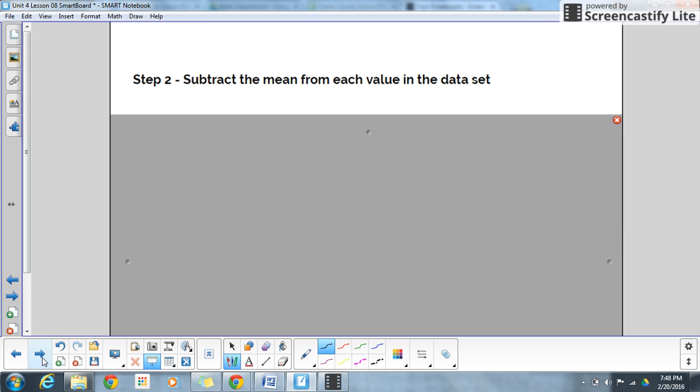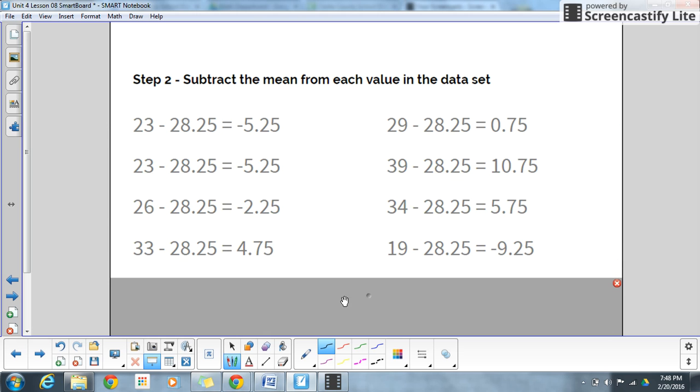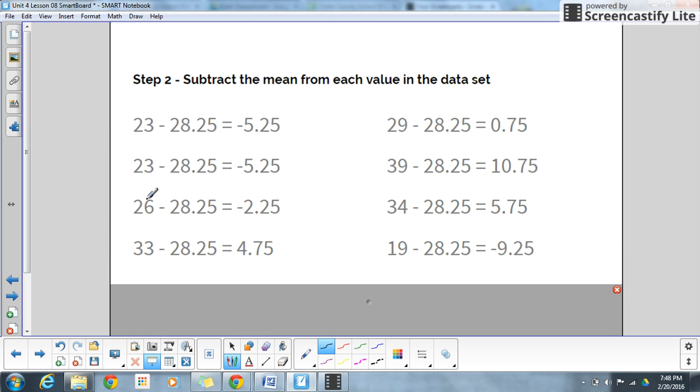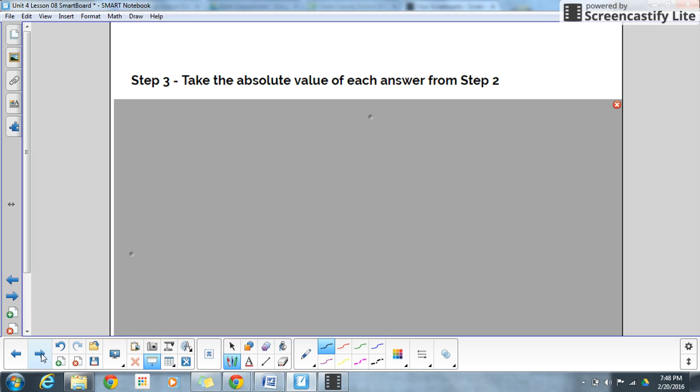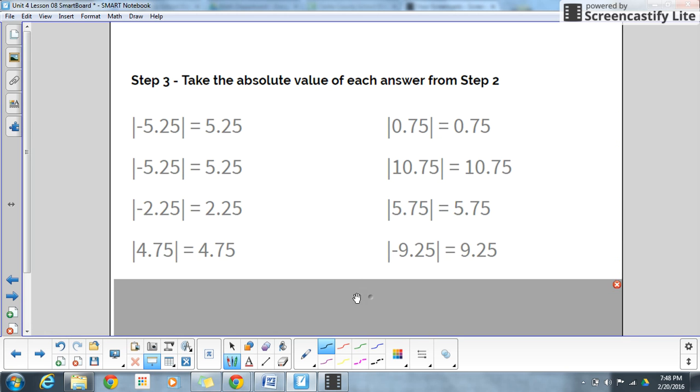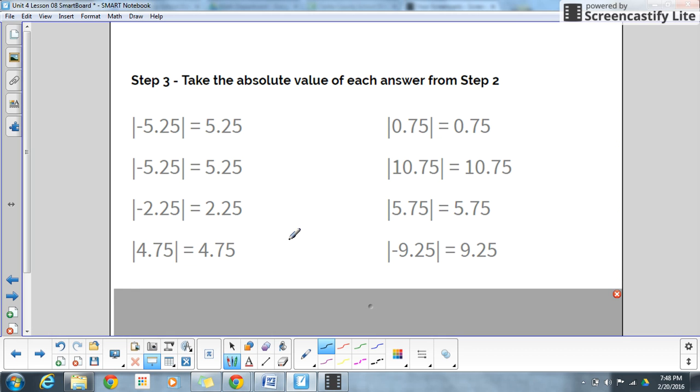Step 2. Subtract the mean from each value in the data set. So what we did was we listed every single age, 23, 23, 26, 33, and so on, and we subtracted the mean from that. Notice we get some negative values and some positive values. Step 3. Take the absolute value of each answer from step 2. Remember, the absolute value is just the distance from 0, and distance is always positive. So we're making all of those differences into positive numbers.